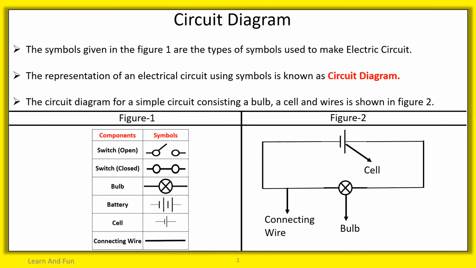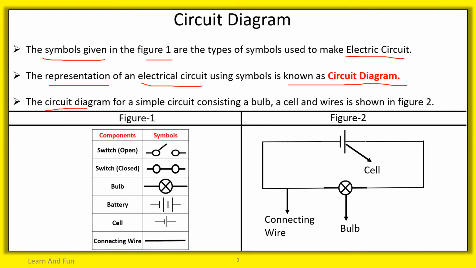First, we will learn about circuit diagram. The symbols given in figure 1 are the types of symbols used to make an electric circuit. The representation of an electrical circuit using symbols is known as a circuit diagram. So this is figure 1 on the left corner down. There are some symbols. We will look at these symbols at the end of the slide.